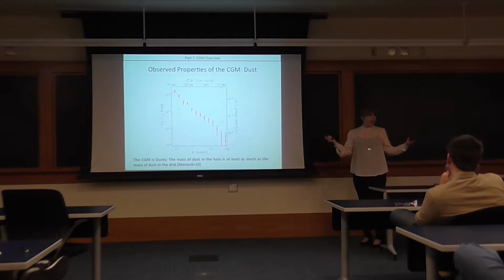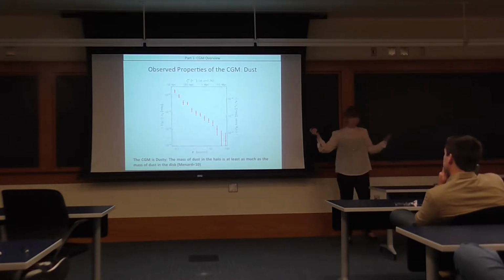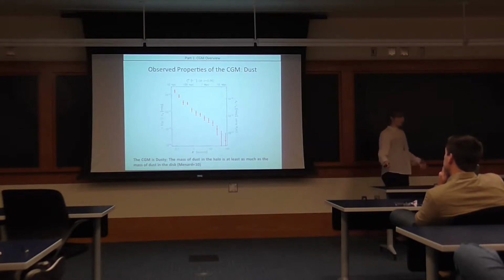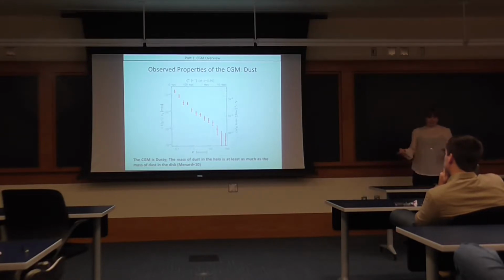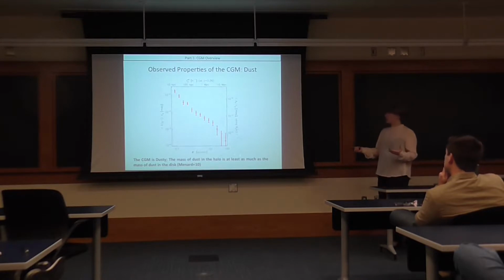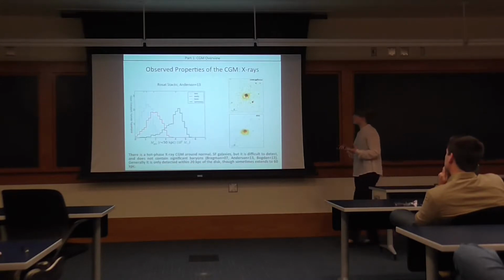And by estimating the colors of these sources, you can get an estimate for the extinction. And when you correlate this with the projected separation here, you find that there's a lot of dust extending out to about a megaparsec around these galaxies. And it turns out that there's as much dust in the halo as there is in the disk of the galaxy. So I think that's a really interesting result.